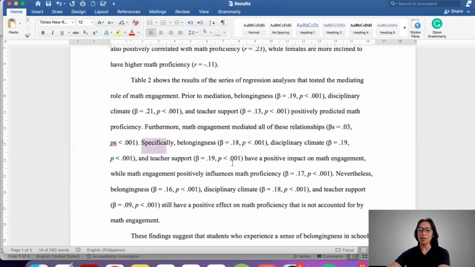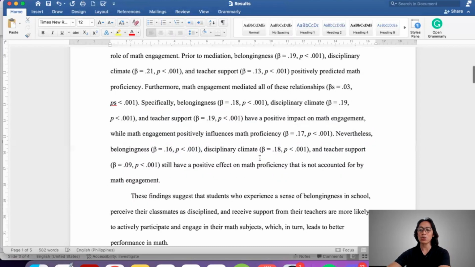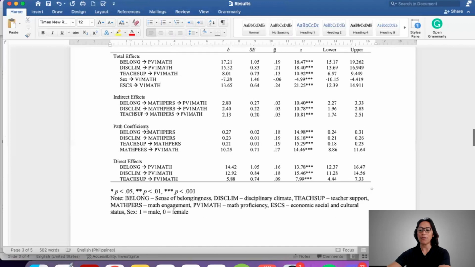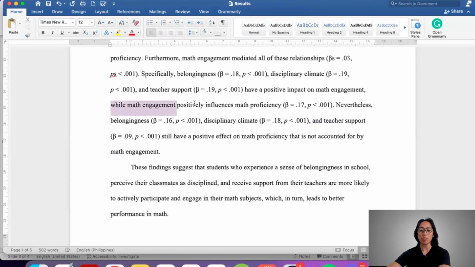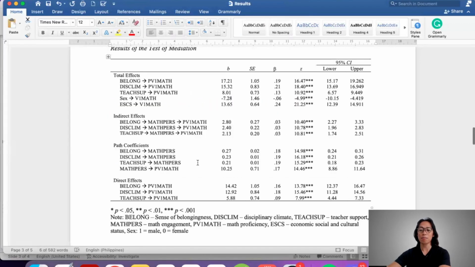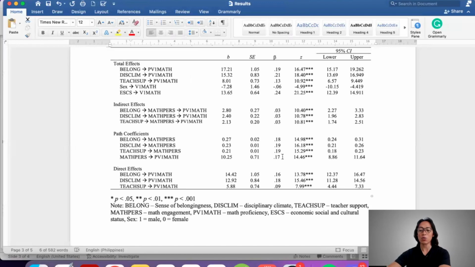And then these are your specific path coefficients. I said specifically that belongingness, disciplinary climate, and teacher support have a positive impact on math engagement. So I'm reporting these coefficients. And then I said, while math engagement positively influences math proficiency. This coefficient, I got from here. So 0.17, math engagement predicting math proficiency.